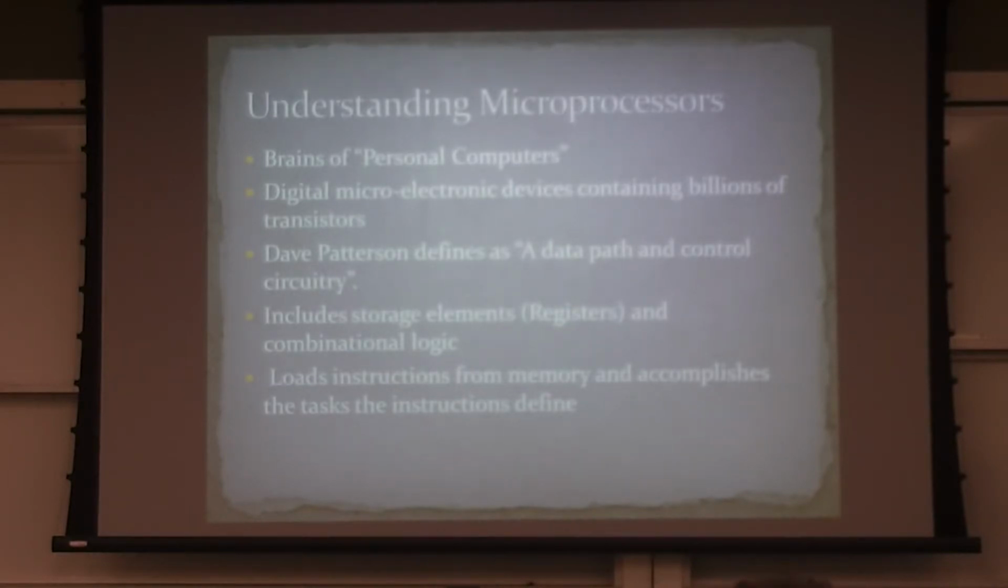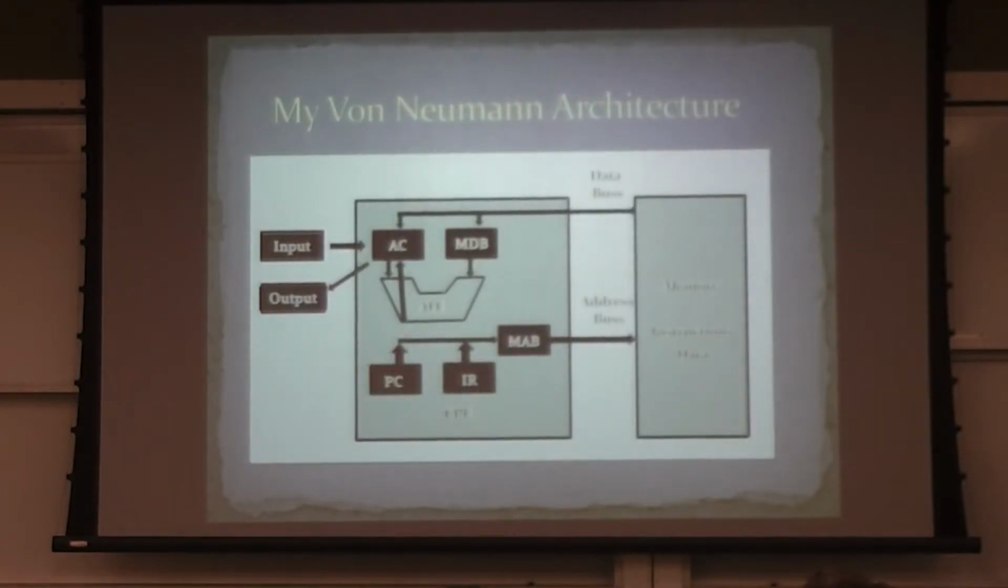Microprocessors contain billions of transistors. One of the books I used to use is Dave Patterson's book. That's Matt's book too. I guess we use Linda Knoll's book for your class. Anyway, he says a CPU is a data path and control circuitry. It includes storage elements, registers, combinational logic like adders, ALUs, loads instructions from memory and accomplishes the task.